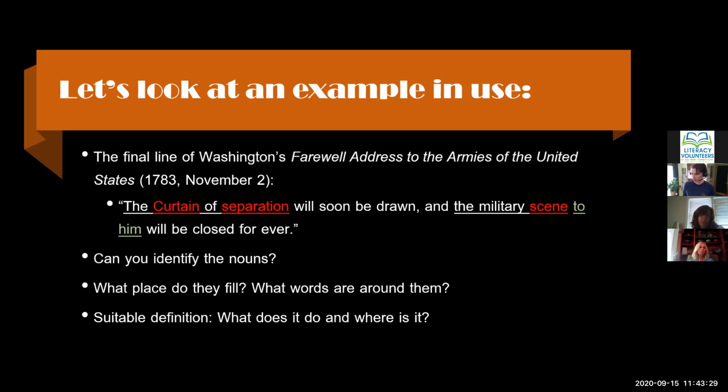So what place do they fill in the sentence? The place that they fill in the sentence is the subject place, which goes between the verb and the object. And so again, the important thing to talk about is what is around this word. If you have the full sentence, the whole sentence together should be what you're looking at when you try to understand what this thing is.